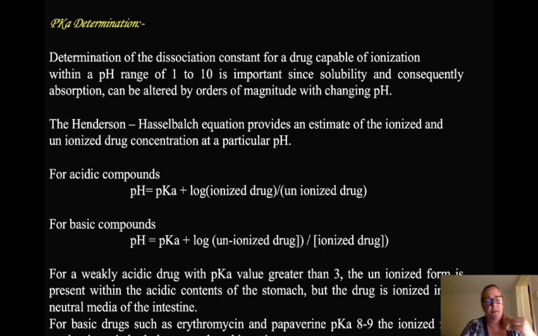For basic drugs such as erythromycin or papaverine, the pKa is between 8 and 9, and the ionized form is predominant in both the stomach and the intestine. And there are buffer, temperature, ionic strength and co-solvent effects on the pKa value.